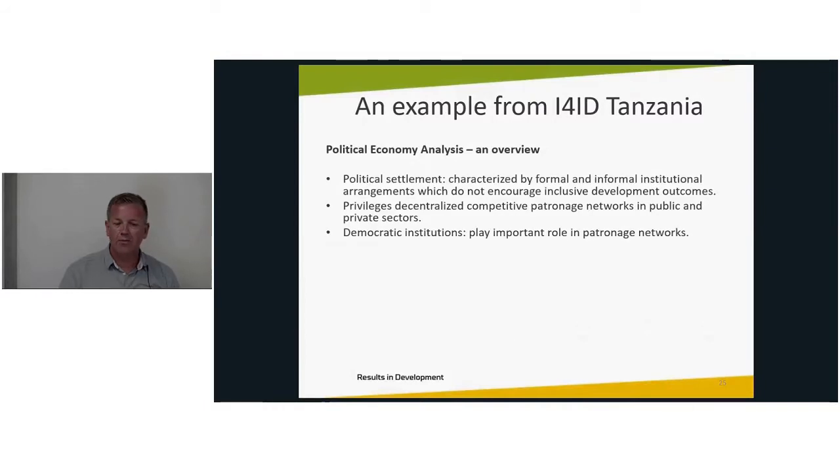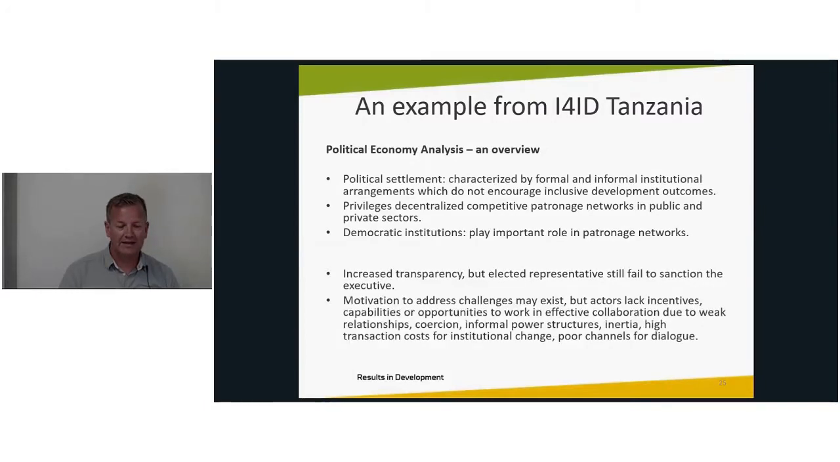And then another example is from I4ID Tanzania. And this is just an overview. This is thinking about the bigger picture, and then you would drill down and be more specific. But the bigger picture talks on this, and this is how I4ID was designed. It looked at the political settlement in Tanzania. It looked at the formal and informal institutional arrangements. It looked at privileges, patronage networks, democratic institutions, electoral politics, transparency issues, anti-corruption issues.